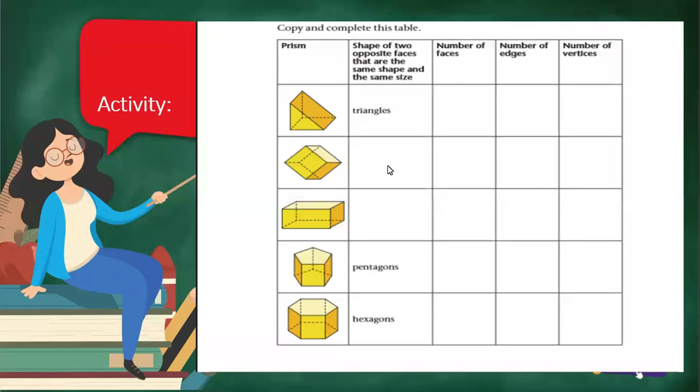So we said here we have squares, and the number of faces is 6, number of edges is 12, number of vertices is 8. Right, now we're looking at the third one. What is the name of the two opposite faces? Firstly, give me the name of the two opposite faces, and then you can give me the number of faces, edges, and vertices.